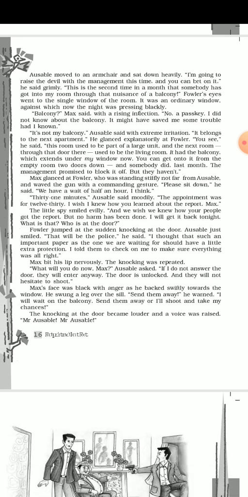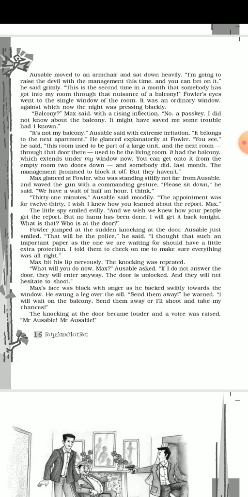So, what Ozable says next: "It's not my balcony," Ozable said with extreme irritation. He said, that is not mine. So, it belongs to the next apartment. He glanced explanatorily at Fowler. "You see," he said, "this room used to be a part of a large unit, and the next room through that door there used to be the living room. So it had the balcony which extends under my window now. You can get onto it from the empty room two doors down, and somebody did last month. The management promised to block it off, but they haven't done it yet."